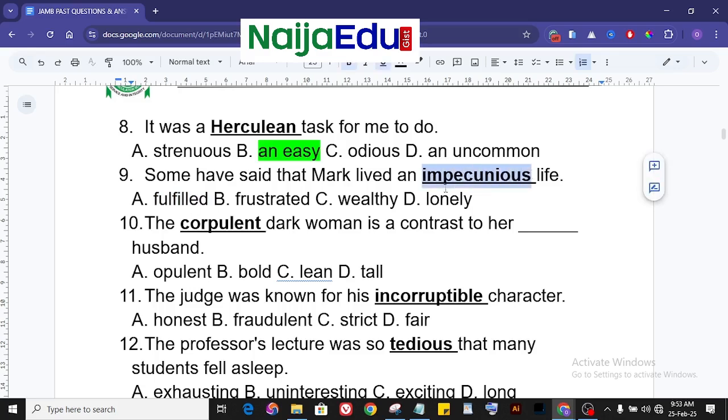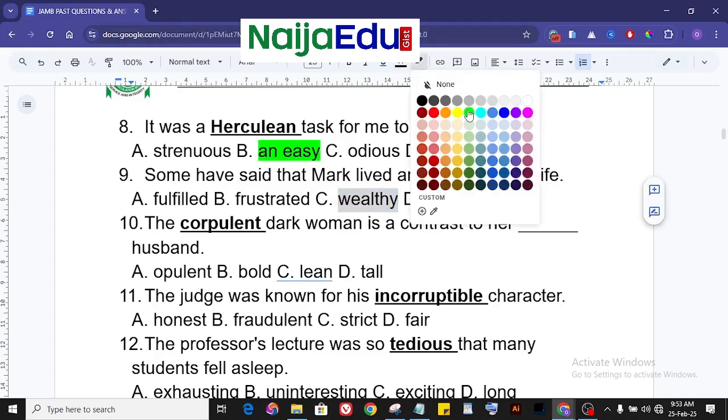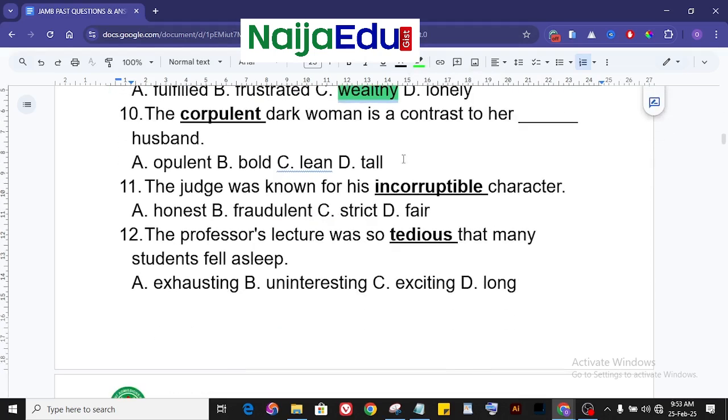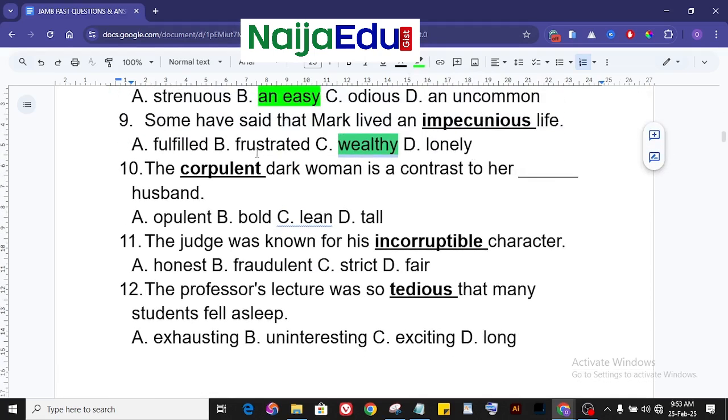The opposite in word to what we are looking for. Wealthy means you have enough, you have it very well. Then lonely means when something is alone, so it has no connection with money. So for this one, some have said that Mark lived an impecunious life, and we said impecunious means to be poor. So the opposite in word to impecunious is wealthy. So the correct answer to question 9 is wealthy, which is opposite in word to impecunious.